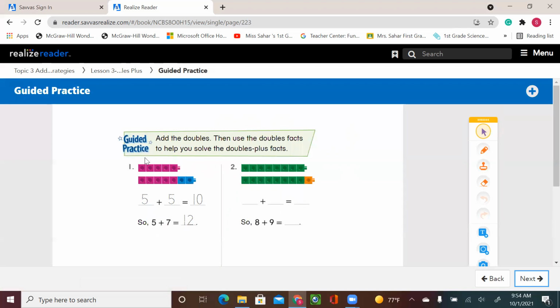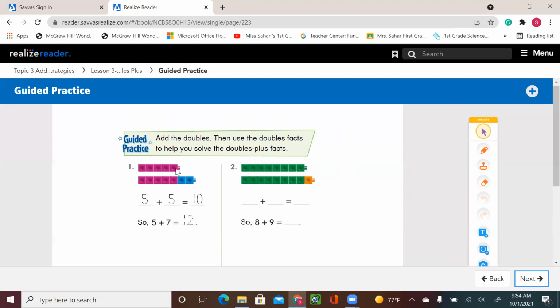All right, let's see the examples we have here. Add the doubles, then use the doubles facts to help you solve the doubles plus facts. Remember, either near doubles or doubles plus, they're both the same. All right, so what do we have here? We need to use a doubles fact. That means the number added twice.